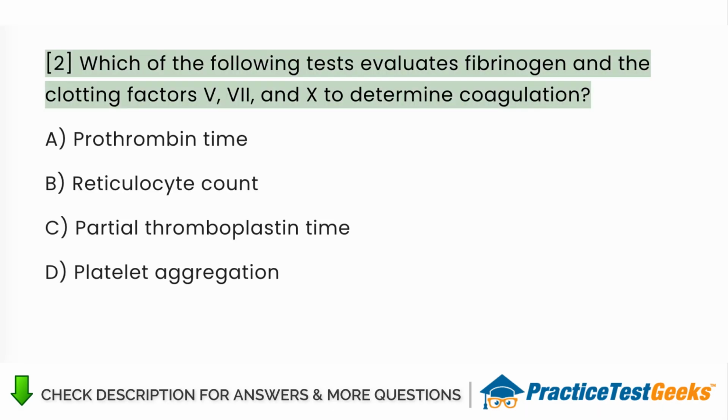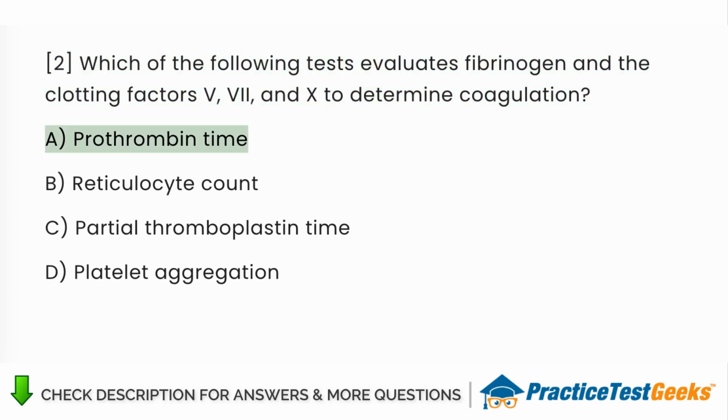Which of the following tests evaluates fibrinogen and the clotting factors V, 7, and X to determine coagulation? A. Prothrombin time. B. Respiratory count. C. Partial thromboplastin time. D. Platelet aggregation.